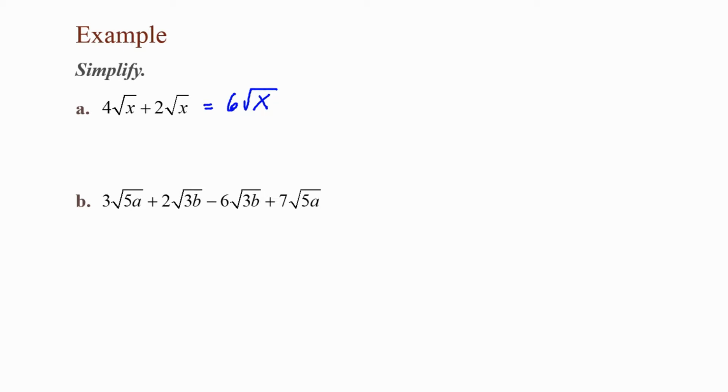For part B, I have 3 square root 5a plus 2 square root 3b minus 6 square root 3b plus 7 square root 5a. The square root of 5a would be like radicals. I can add 3 and 7, so that equals 10 square root of 5a. The square root of 3b would also be like radicals. 2 minus 6 is negative 4, so I can write that as negative 4 square root 3b.